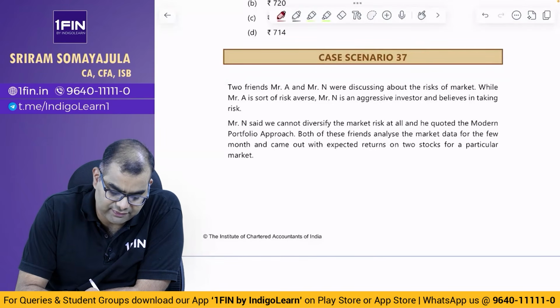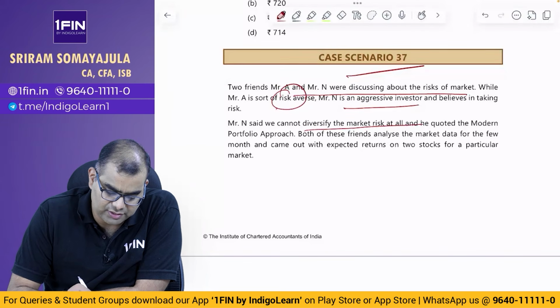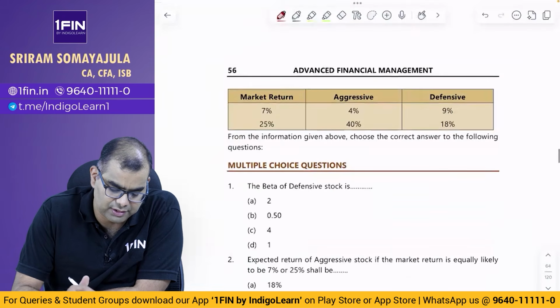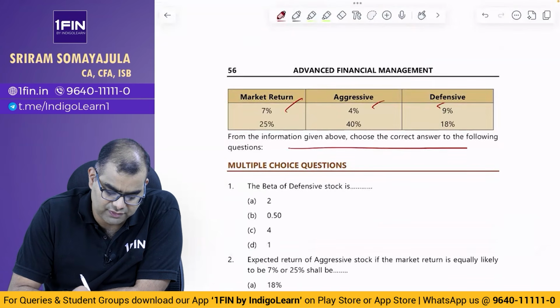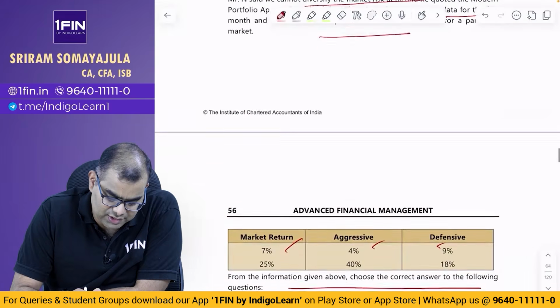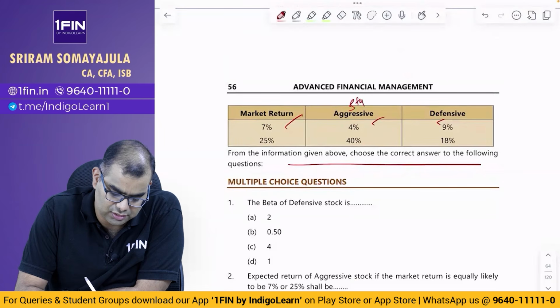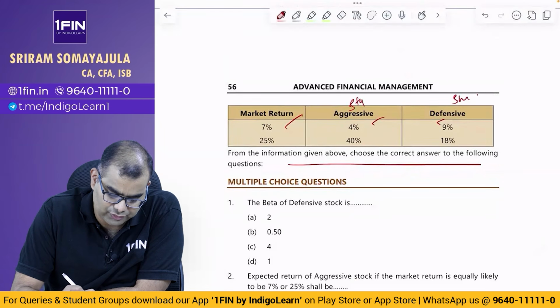Case scenario 37. Two friends A and N were discussing about risks of market. While A is sort of risk averse, N is aggressive. N said we cannot diversify the market at all, and he quoted modern portfolio approach. Both of these friends analyzed the market data for a few months and came out with the expected return on two stocks for a particular market. Market return, aggressive and defensive. From the information given above, choose the correct answer to the following question. So what is this market return? They've said on two stocks. Acha, this is stock 1. This is stock 2. Okay.